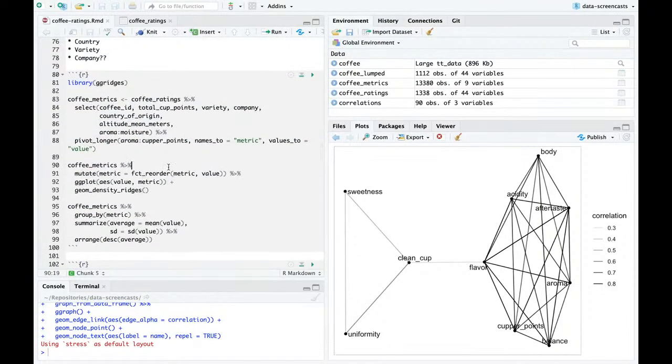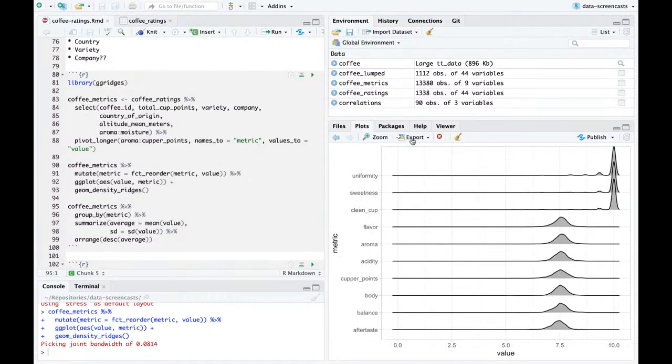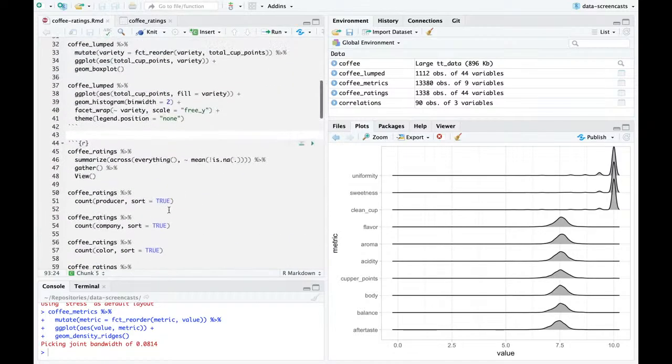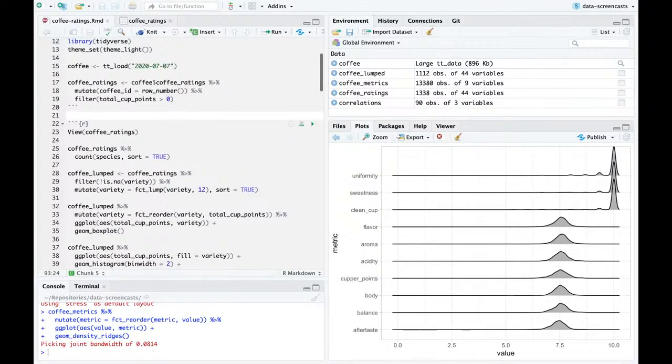What would you say your favorite plot was today? I'd say my favorite plot, I do like the joy plot. So that might be one I stick with.